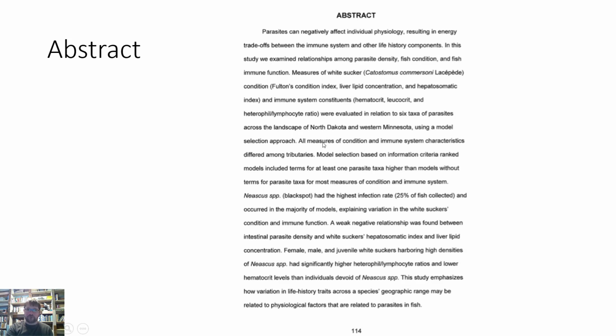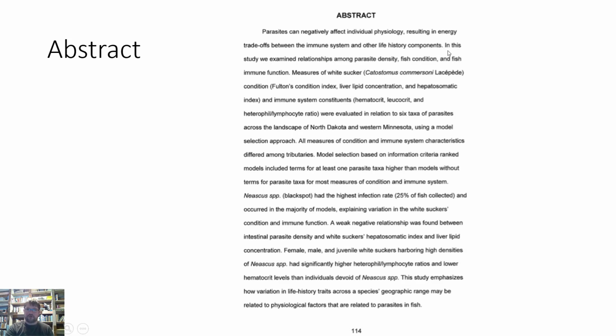The key components to a good abstract is that you need to start off very broad. So in this case, it says parasites can negatively affect individuals' physiology, resulting in energy trade-off between the immune system and other life history components. That's really broad. It's not talking about what type of parasites. It's not talking about what type of physiology. It's not talking about what type of life history it can affect. Okay. Then you start to get more specific. Okay. So now we're talking about what's happening in this study, what happens in your research.